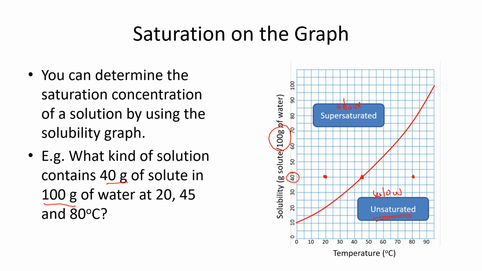So at 80 degrees Celsius, unsaturated. At 45 degrees, this is saturated. It's right on the line. And at 20 degrees, this would be supersaturated. So you can always tell just by using your graph.